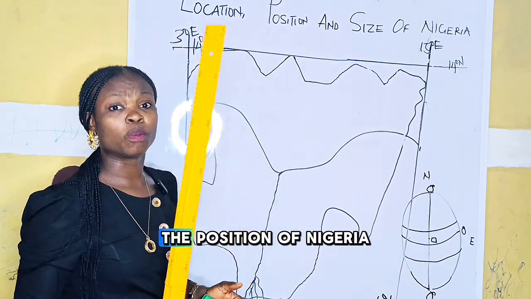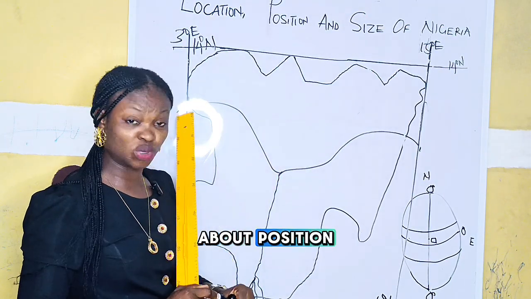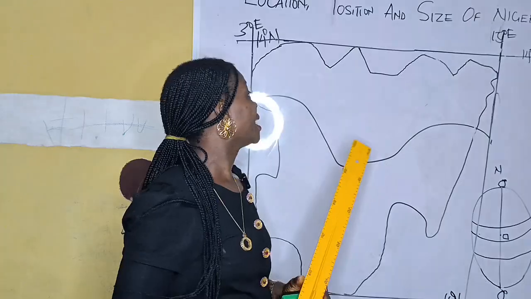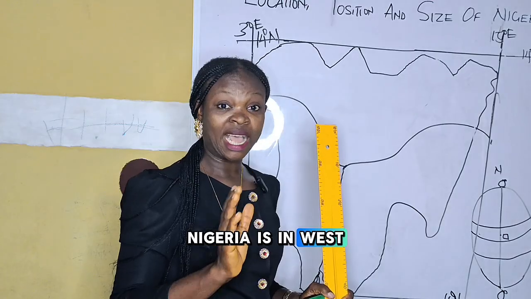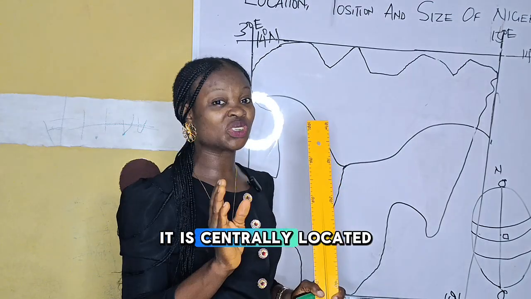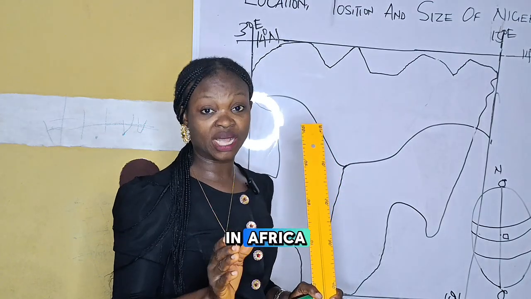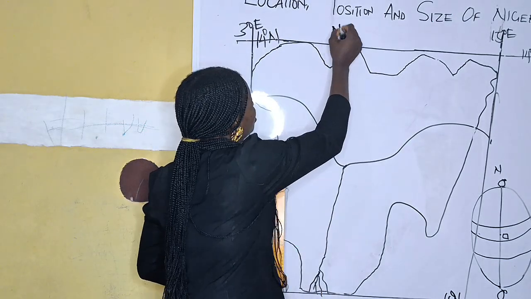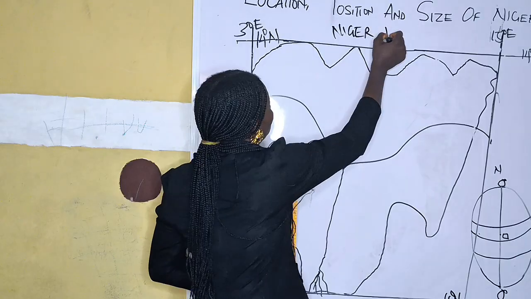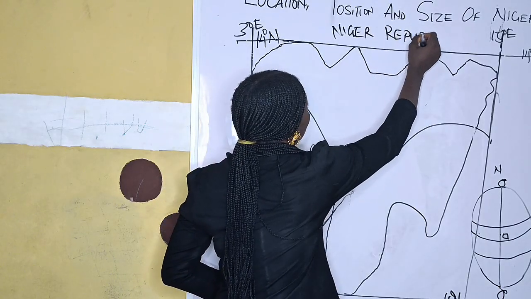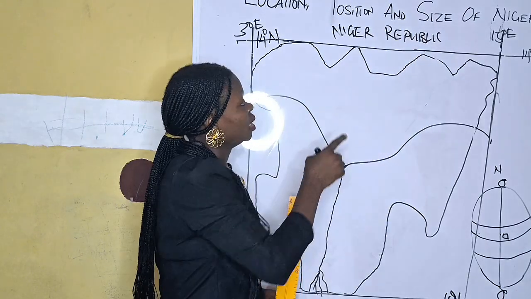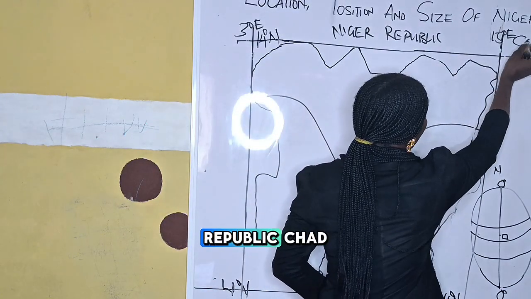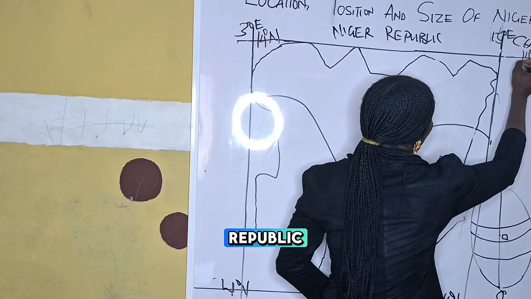Now let's talk about the position of Nigeria. When we talk about position, where is it found? Where can it be located exactly? Nigeria is in West Africa. It is centrally located in Africa. It is bounded in the north by Niger Republic. In the northeast, it is bounded by Chad Republic.